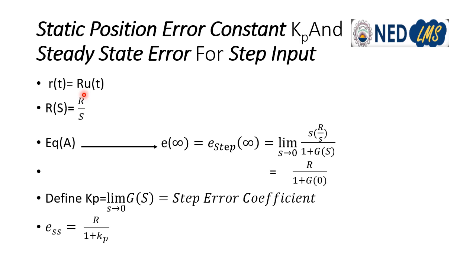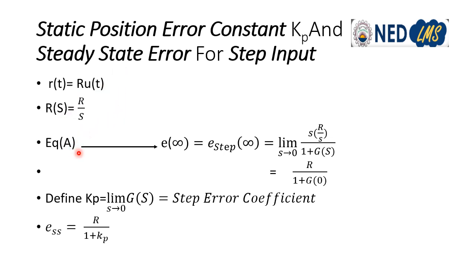In some books, you'll find that they have derived these expressions in the form of unit step function or unit ramp function, or in some books it is defined with a constant magnitude R. So we can define in both ways. So here we have defined reference input as r(t) equals R u(t), and the corresponding value in the S domain is R upon S.